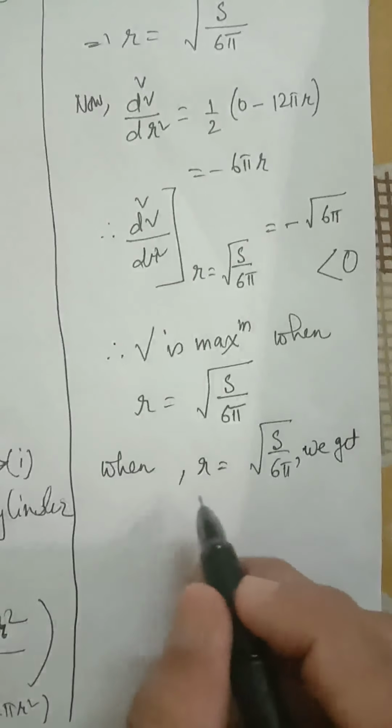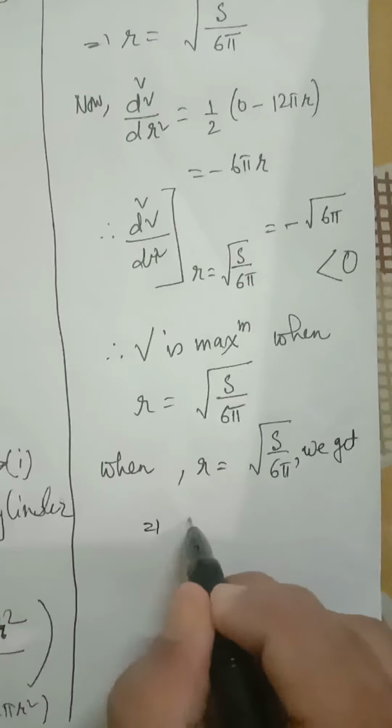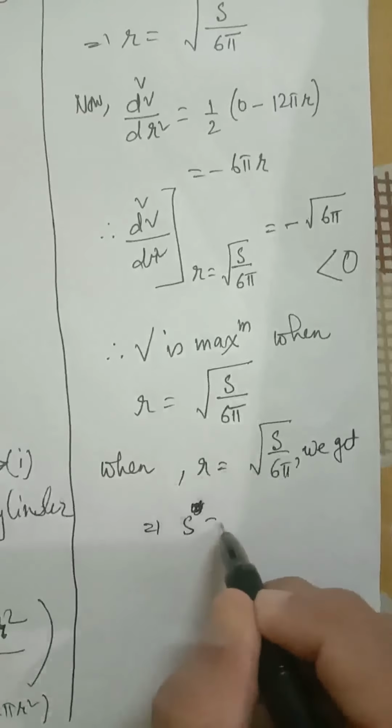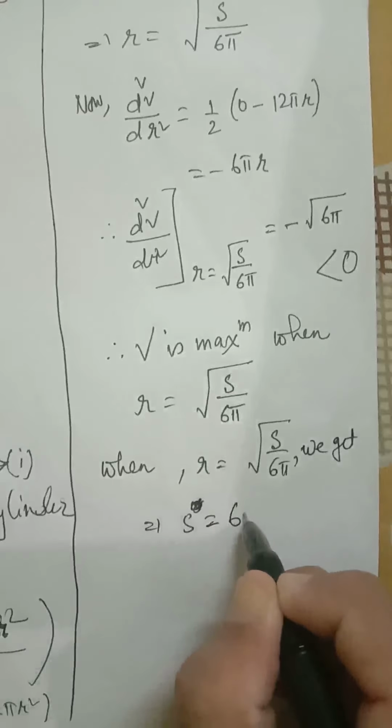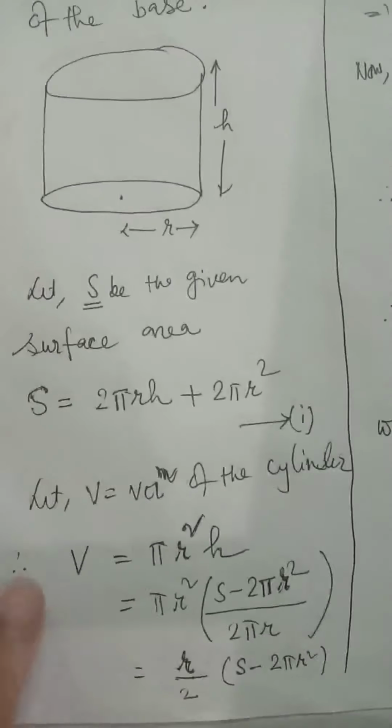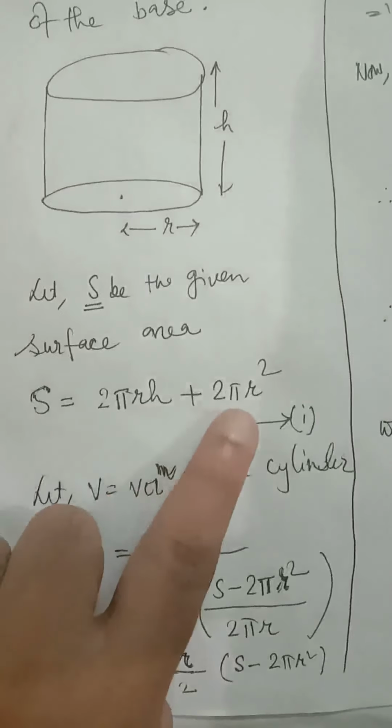Squaring both sides and cross multiplying, we get S equal to 6 pi r square. Now what is the value of S? You can see 2 pi rh plus 2 pi r square.